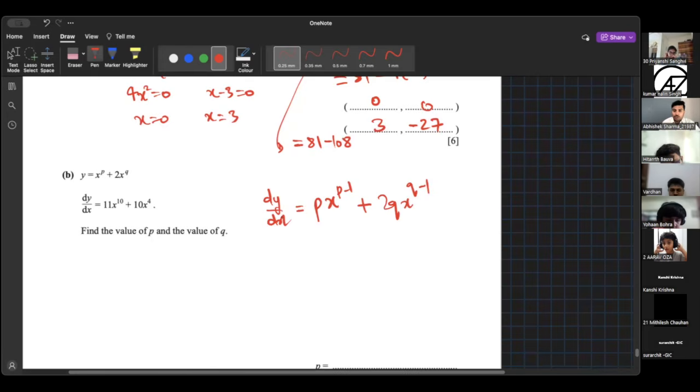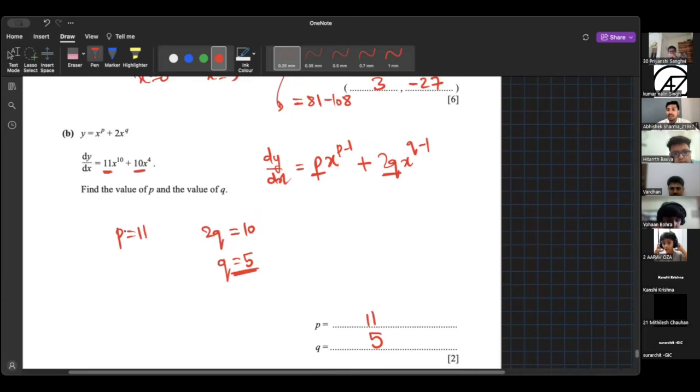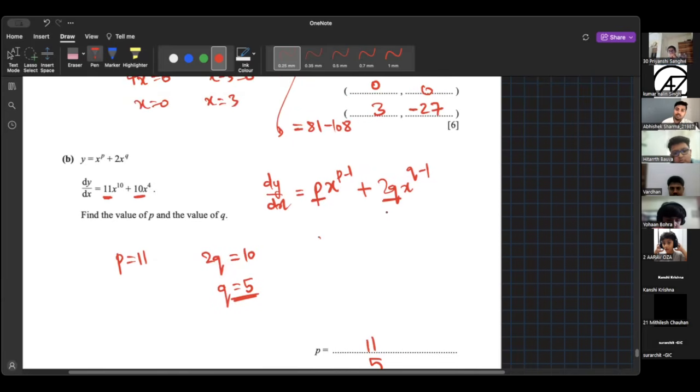So the coefficient of x to the power 10 is p here and the coefficient is 11 here. That makes p equal to 11 directly. Second, the coefficient of x to the power 4 is 2q here, and the coefficient is 10. So can we write 2q equals 10? So q is equal to 5. So p is 11 and q is 5, and that's the answer, by comparing the coefficients.